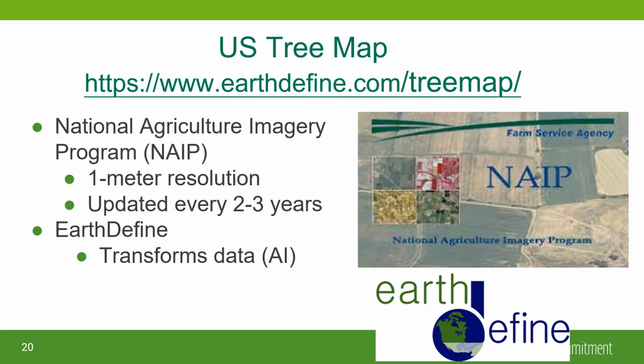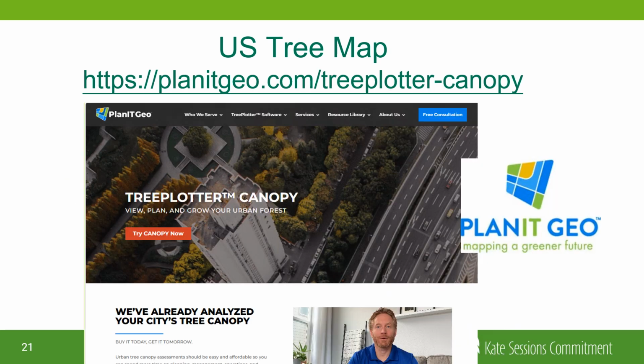The U.S. tree map is based on multispectral data gathered from remote sensing instruments on low-level flights by the U.S. Department of Agriculture. EarthDefine uses artificial intelligence to transform the images into land cover types. This land cover data is displayed in maps available from PlanetGeo in the Tree Canopy platform.